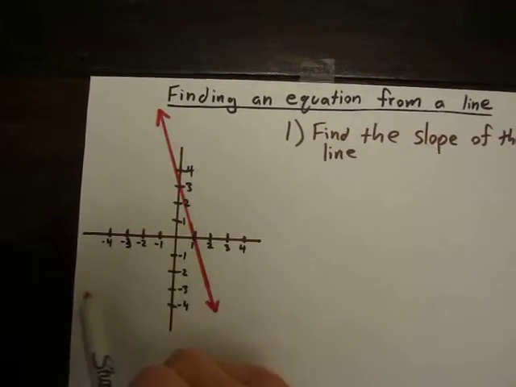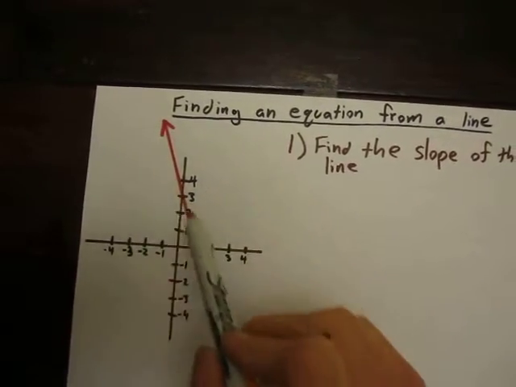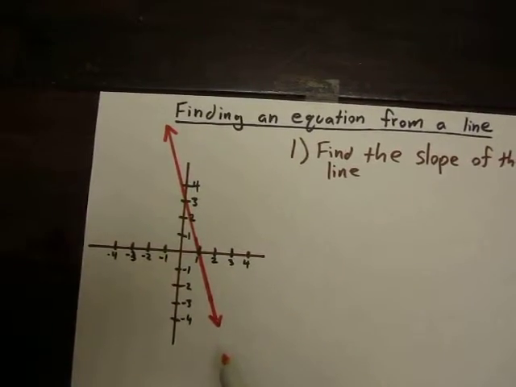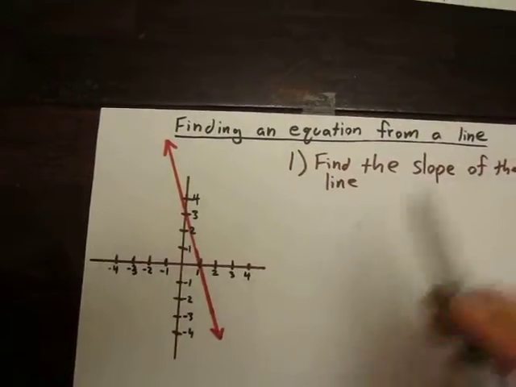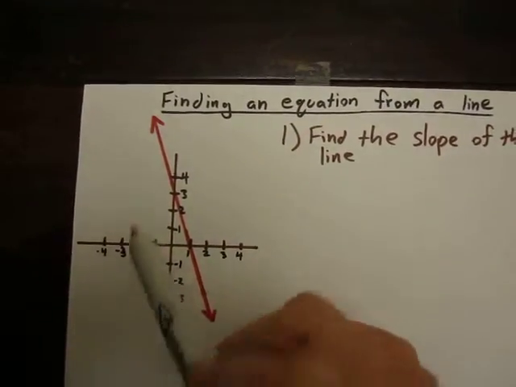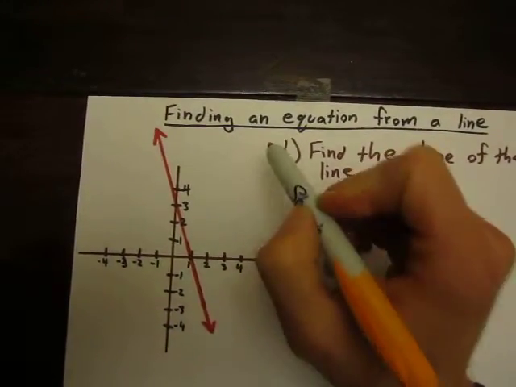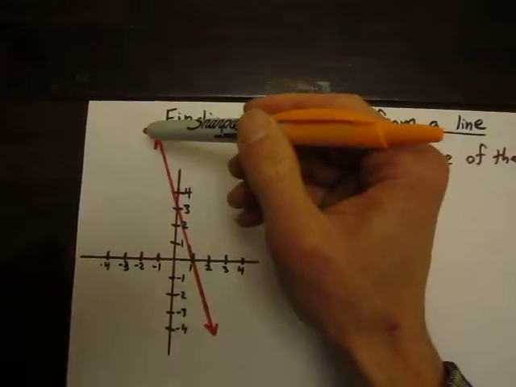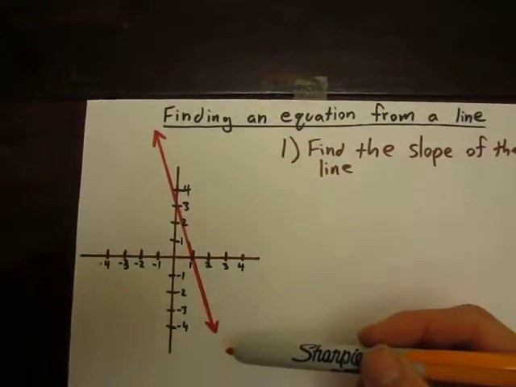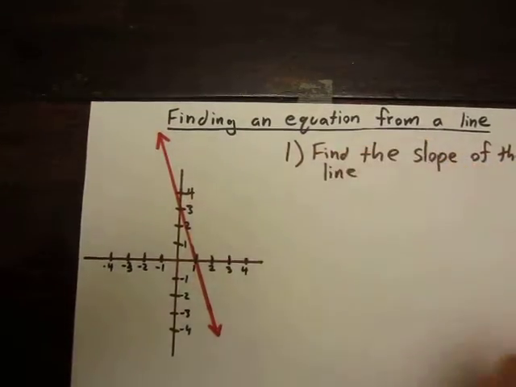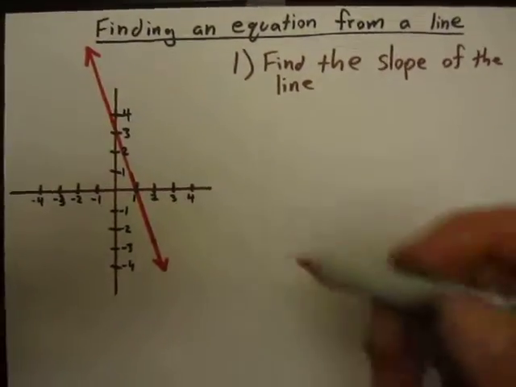A positive slope will move from left to right. A negative slope will move from left to right in the downward direction. So, sorry, let me restate that. A positive slope will move up from left to right. A negative slope will move down from left to right. So notice that we're moving down from left to right. That means we have a negative slope here. So that's something just to keep in mind as we figure out what this is.